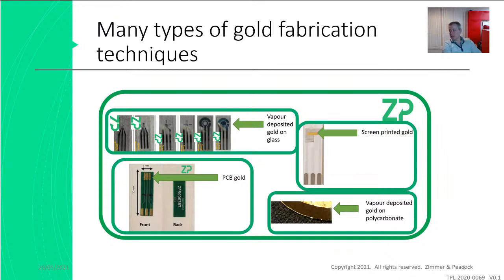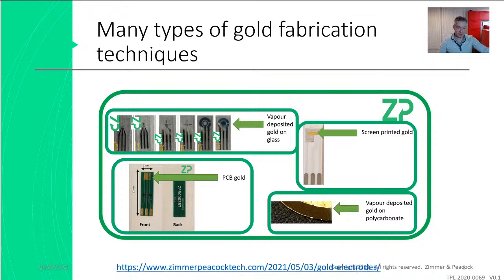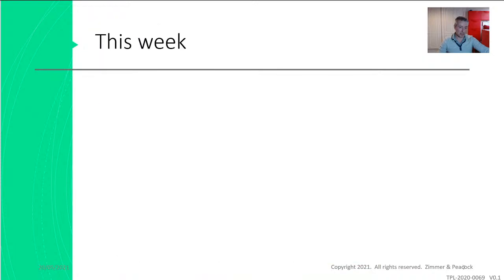In terms of scalability and cost, I prefer gold electrodes, and I quite like vapor deposited on polymer. At ZP, we always look at things through the lens of, can we generally commercialize this? So, if I was genuinely trying to commercialize something, then screen printed gold and vapor deposition on polymer is good. I'll discuss PCB in a moment, and I'll also put this link in later on.